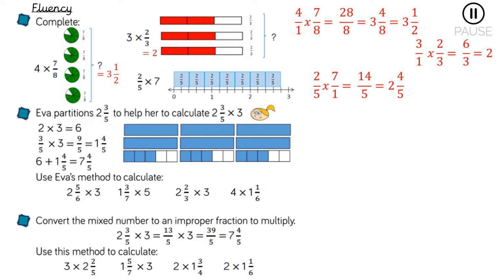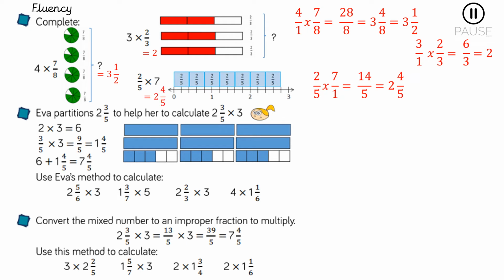Then she did 3/5 times 3, which was 9/5, which is an improper fraction. So she converted that back to a mixed number. And then she got both of her answers. So 6 whole ones plus 1 whole one and 4/5 equals 7 4/5. So use Eva's method to calculate the following questions.